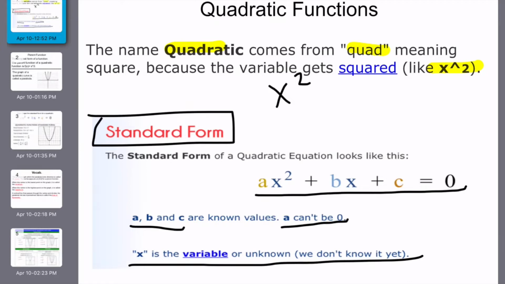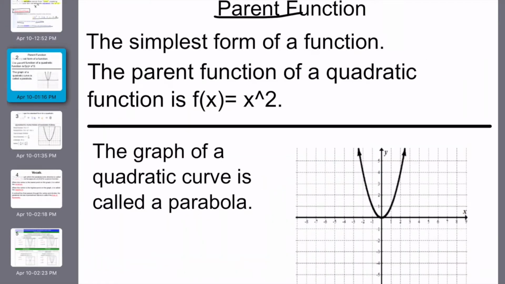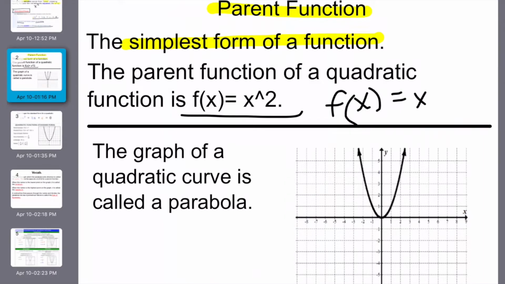But something else that we need to know: parent functions. Parent function is the simplest form of a function. So the parent function of a quadratic is f of x equals x squared. That's our parent function. Nothing is being done to it. It's just what it is.